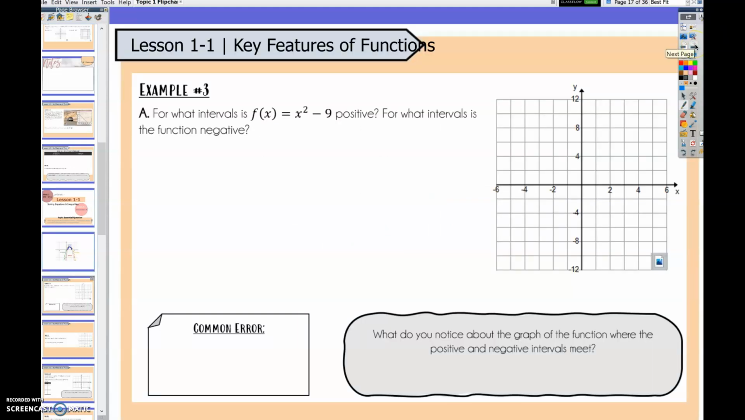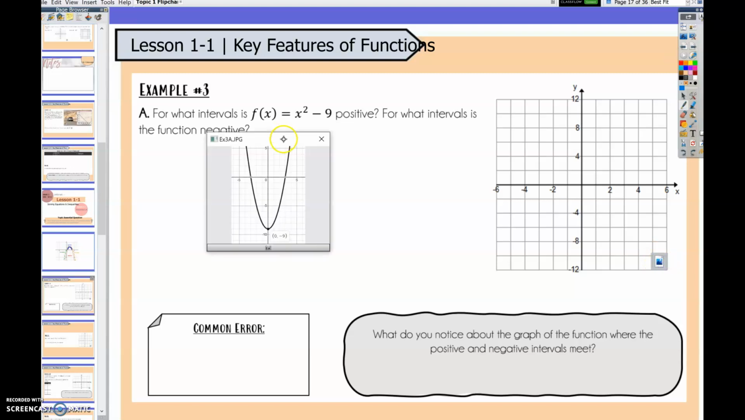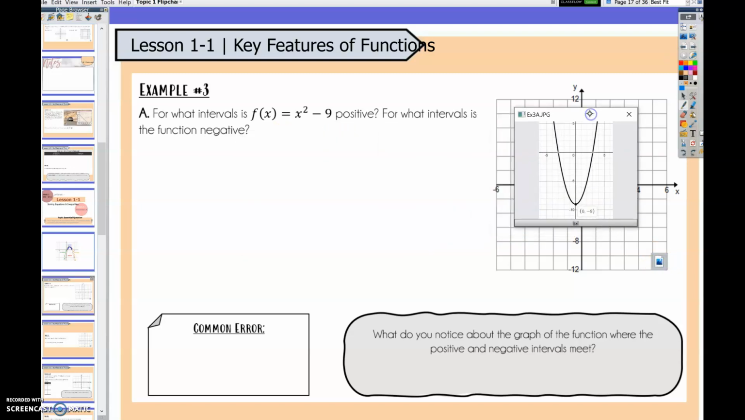For example 3, they want to know when is x squared minus 9 positive and when is it negative. You can graph it on any of your tools, and here I have an example of it. So positive, again, is when the function is in the positive region, so above the x-axis here. And while I can't write on it, you can see it's just above the x-axis. It appears the cutoff here is negative 3 and positive 3.